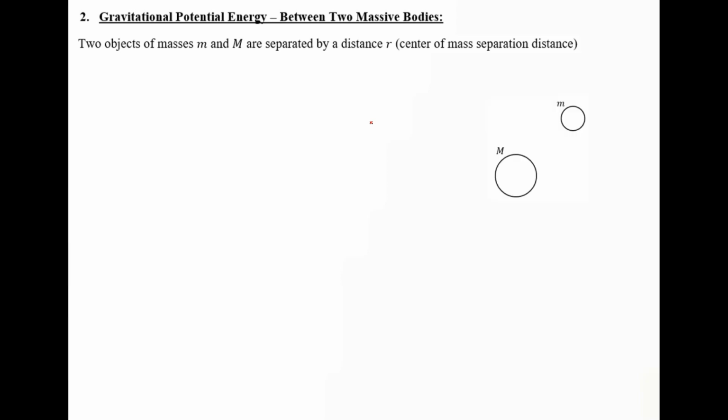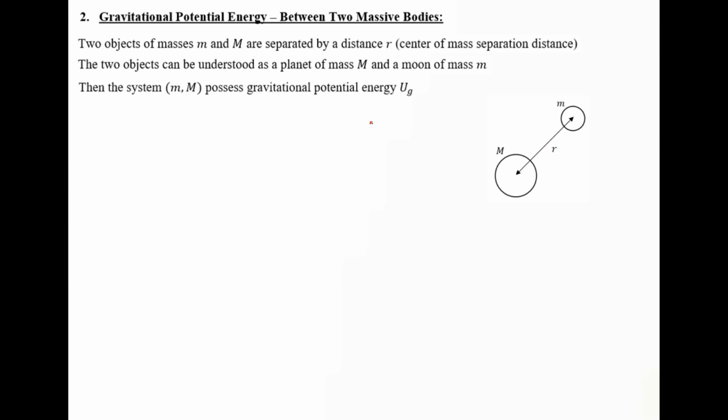Now what about gravitational potential energy between two massive bodies? We know that mgh, or the force of gravity given by mg, is a simplified version of Newton's universal law. Now let's consider the case in which two objects of masses M and m are separated by distance r. We're talking about the center of mass separation distance. The two objects can be understood as a planet of mass M and a moon of mass small m. Then the system Mm possesses a gravitational potential energy Ug, for the similar argumentations that we have done.